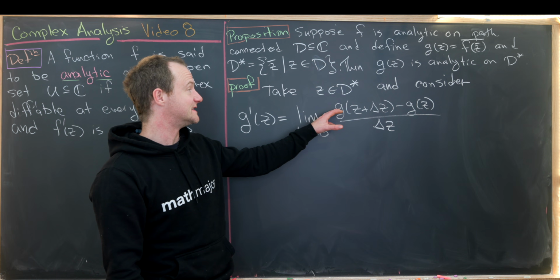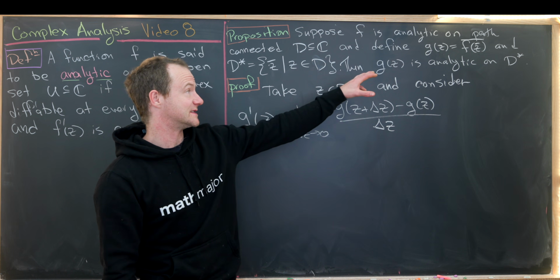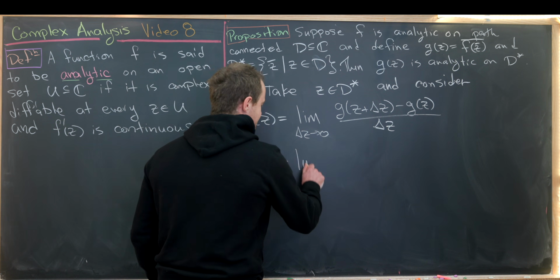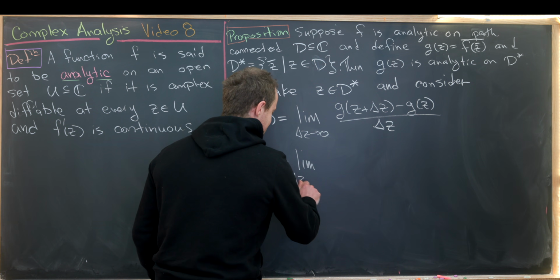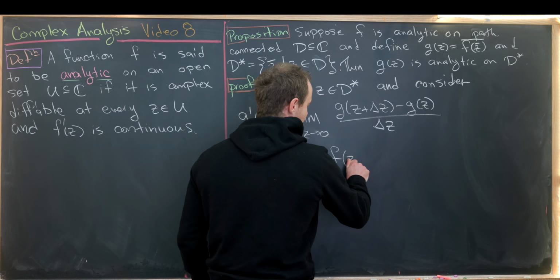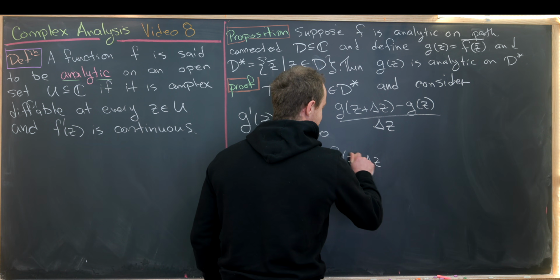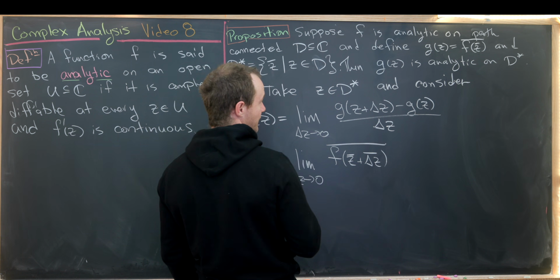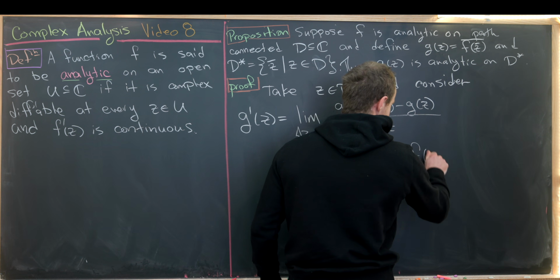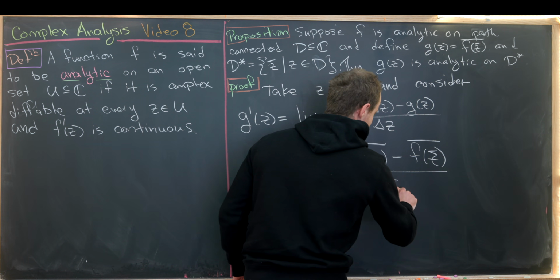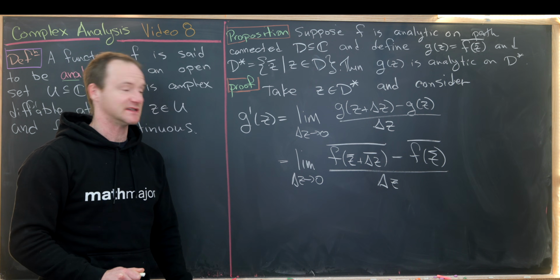But now let's use the definition of g as the conjugate of f evaluated at z bar. So that's going to give us the limit as delta z approaches 0 of f evaluated at z plus delta z, all bar, with a bar over the whole thing, minus f evaluated at z bar with a bar over the whole thing. And then this is all over delta z, like that.